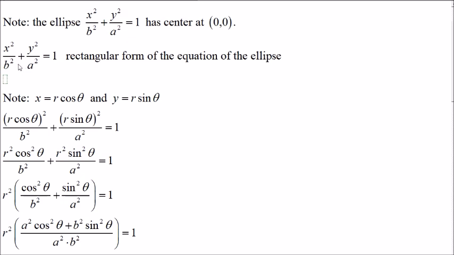And so here we have the rectangular form of the ellipse. And so we use these two formulas right here. x is equal to r cosine theta, and y is equal to r sine theta. These are the formulas that relate the rectangular system and the polar system. So in the place of x, we have r cosine theta. In the place of y, we have r sine theta. And then dividing by b squared here, and dividing by a squared here.